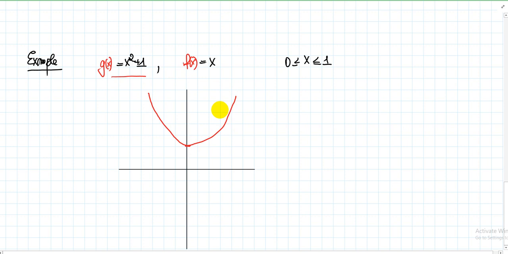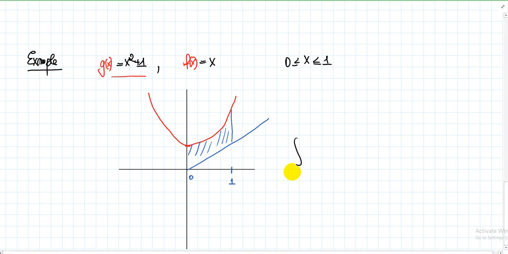What about the second function? This is simply y is equal to x, right? Or f of x is equal to x. So what we need to do is we need to find this area, right? Do you understand? Yes?